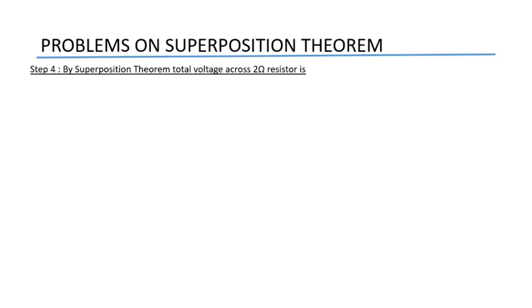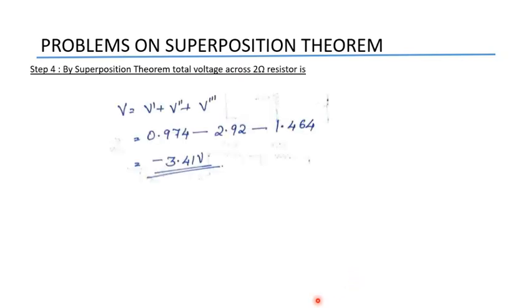Now, according to superposition theorem, the net voltage across 2 ohm resistor will be equal to V dash plus V double dash plus V triple dash. V dash was 0.974 and we got V double dash as minus 2.92 and we got V triple dash as 1.464. So according to superposition theorem, net voltage across 2 ohm resistor will be equal to algebraic sum of these three values, which we will get as minus 3.41 volt.